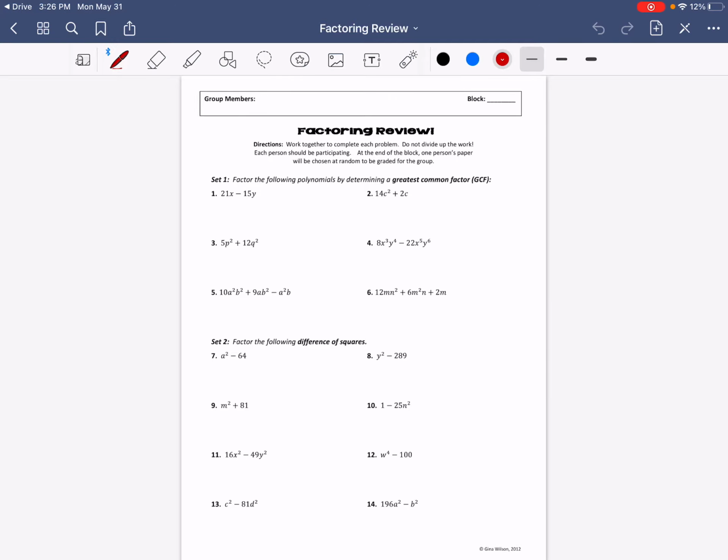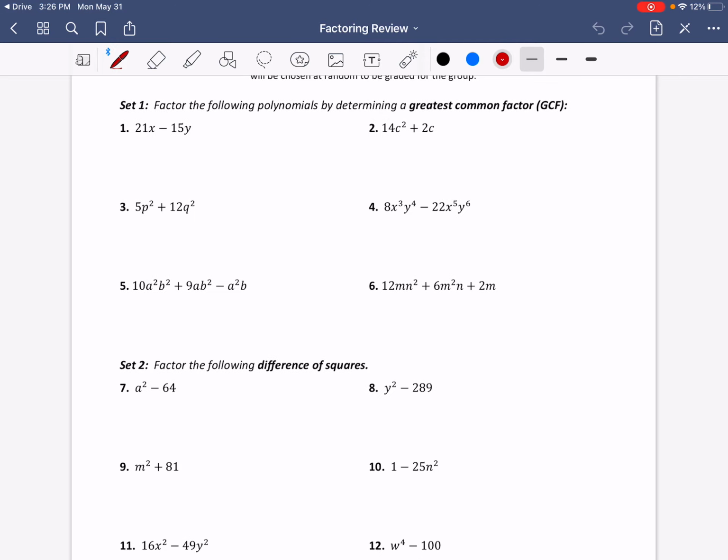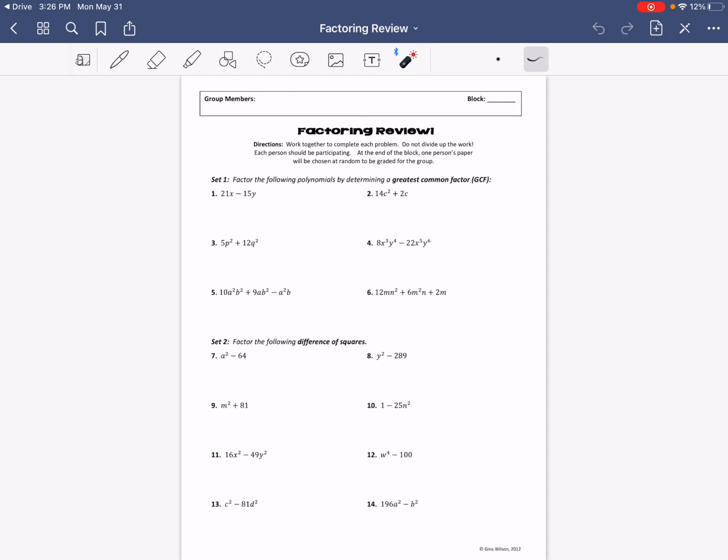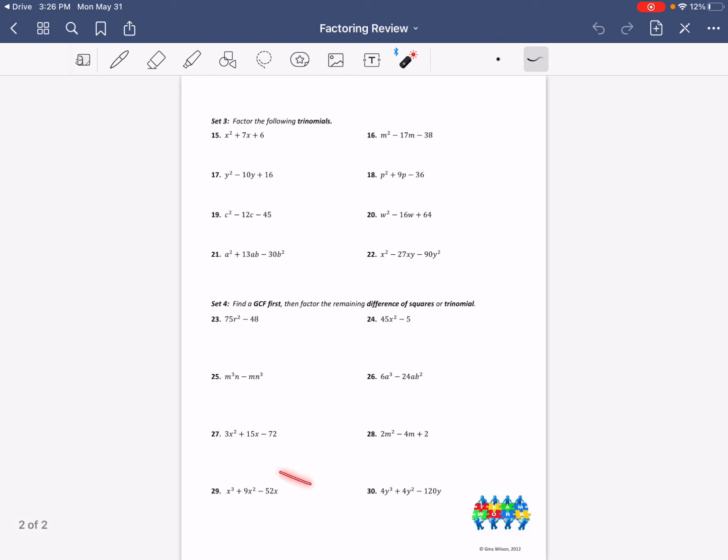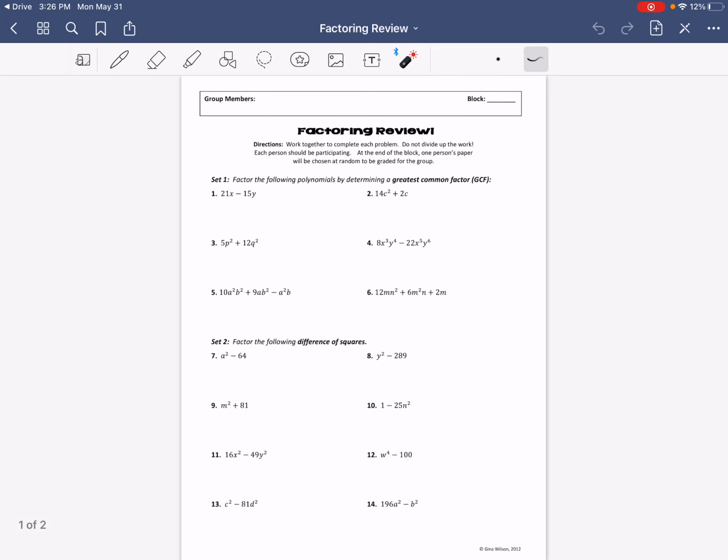Okay guys, welcome back to algebra class, and this time we are going to review factoring. Everything this time will be done without a calculator. Okay, now let's do this one.